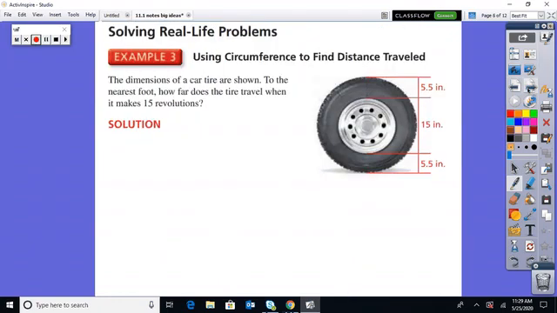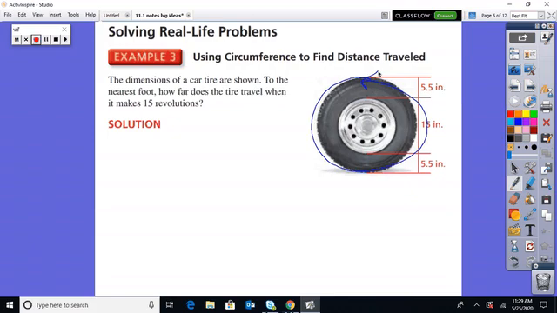All right, friends, moving along to some real life problems. Using circumference to find distance traveled. All right, the dimensions of a car tire are shown. To the nearest foot, how far does the tire travel when it makes 15 revolutions? So we want to get the circumference of this thing and then multiply it out and see what's happening.